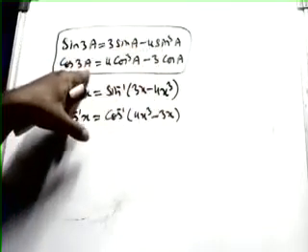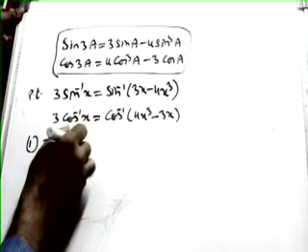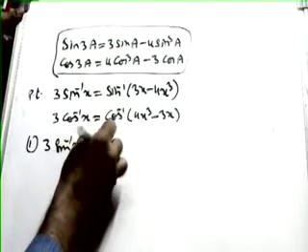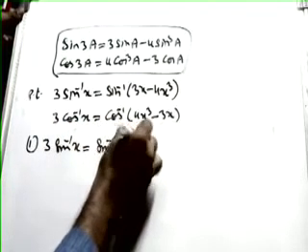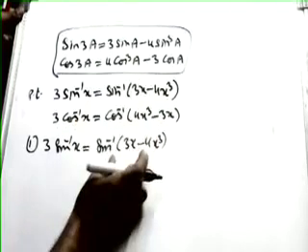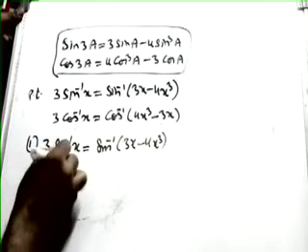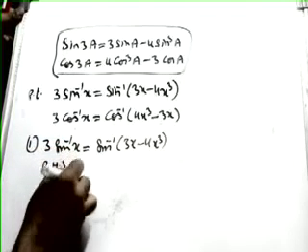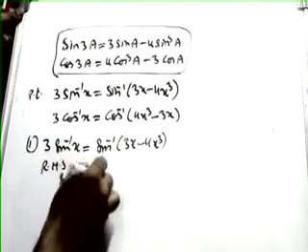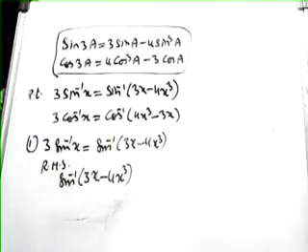In the same way, cos 3A is 4 cos cube A minus 3 cos A. So let me try the first question: 3 sine inverse x equals sine inverse (3x minus 4x cube). For both these questions, we take the right hand side and bring it to the left hand side. So let me take the right hand side, which is sine inverse (3x minus 4x cube).